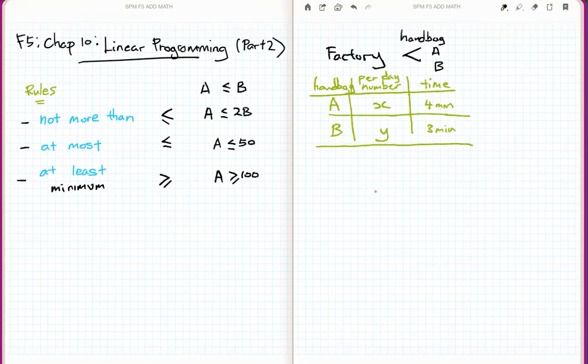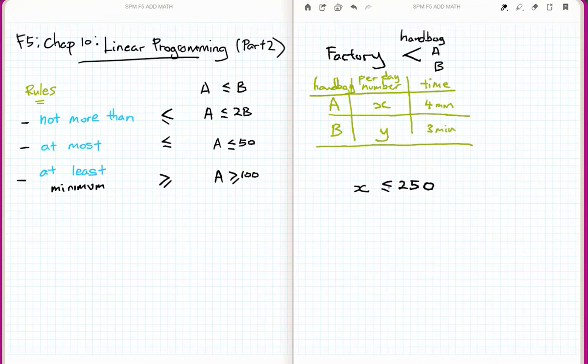Then the number of bags A is not more than 250. The number of A not more than 250. So it will be not more than 250, and it sounds like this. So that's the first inequality, and you get some marks here already.